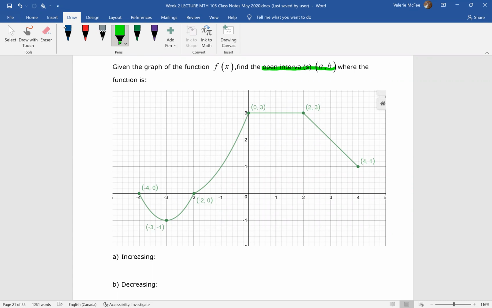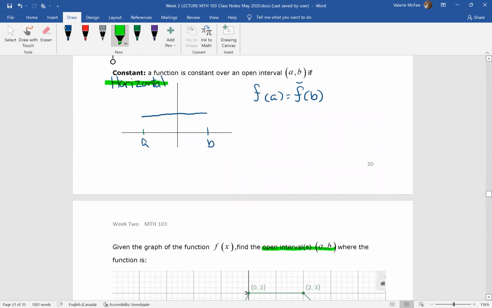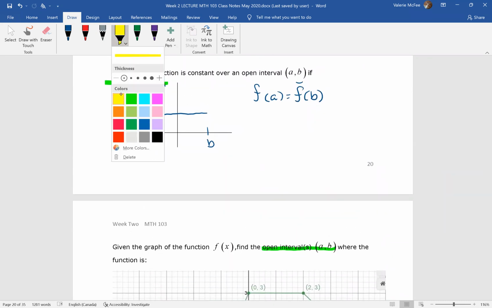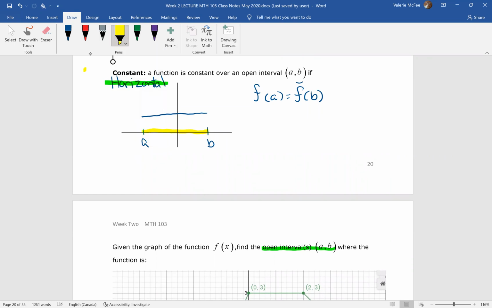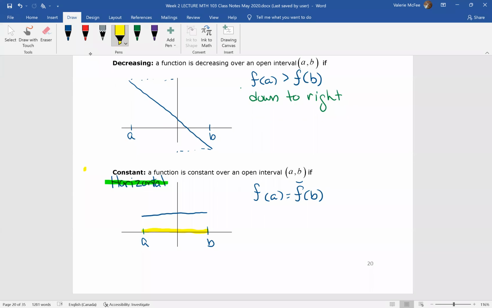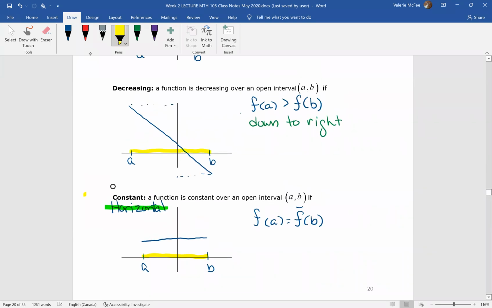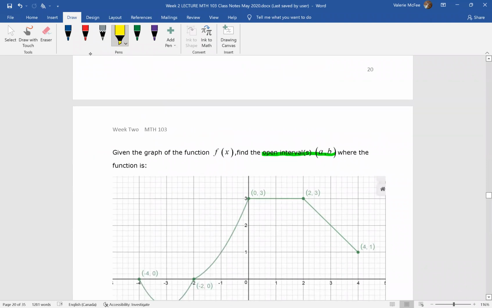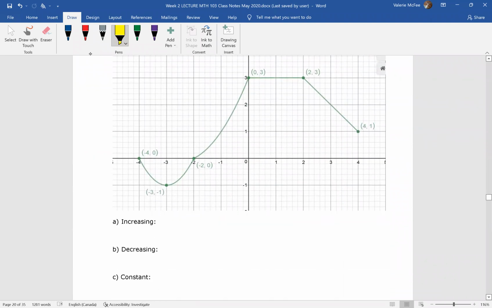We're looking for the open intervals from A to B. Let's go back here. From A to B. That's asking where on the x-axis. Where on the x-axis from A to B. So when it asks us to find the open intervals from A to B where the function is increasing, let's look at those pieces where the graph is going up to the right. We see it's going up here, and then it continues to go up. That piece of the graph is increasing.